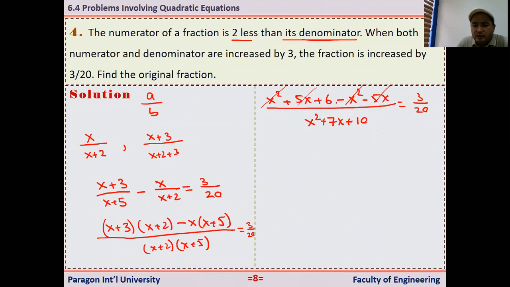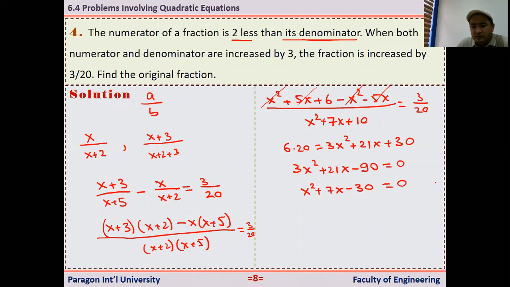And cross multiply. Here we have 6 times 20 is equal to 3 times this expression, that is 3x squared plus 21x plus 30. Or 3x squared plus 21x, here we have 120, and take it to the right-hand side. 30 minus 120, that is minus 90, is equal to 0. But actually we can simplify further because all these numbers are divisible by 3. If you divide by 3, here we have x squared plus 7x minus 30 is equal to 0.